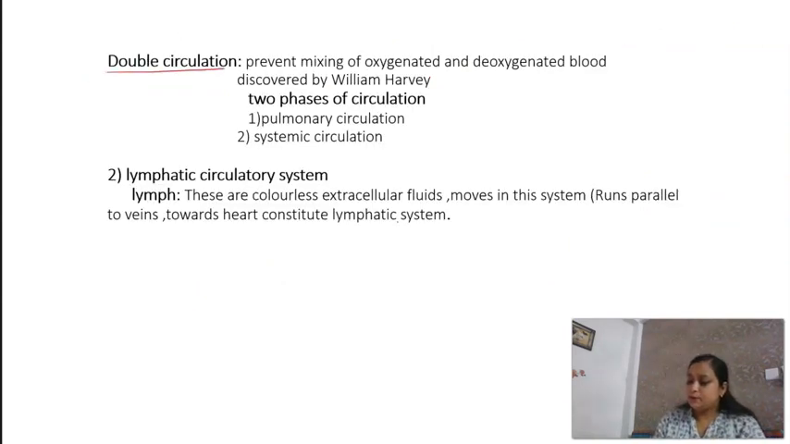Our circulatory system is called a double circulation because there is no mixing of oxygenated and deoxygenated blood, and it was discovered by William Harvey. A fish has only a single circulation because they lack lungs. The other kind is the lymphatic circulatory system, which is mediated by lymph. Lymph is an extracellular fluid, and it runs parallel to the blood circulatory system.